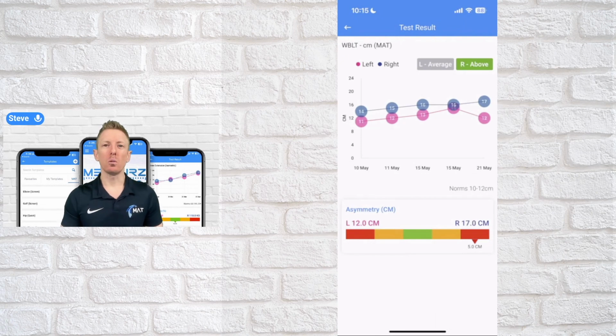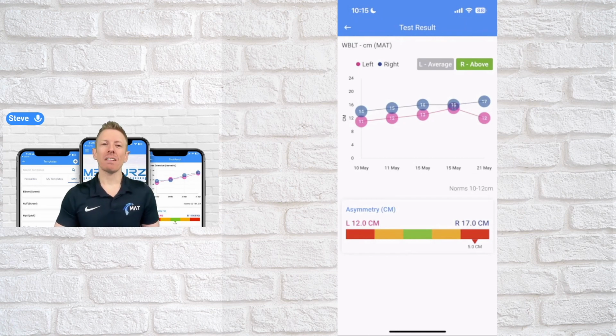So when we look at the norms for this test that we can see below the graph, it's 10 to 12 centimetres. So the left being 12 centimetres is obviously sitting at average, and the right sitting at 17 there. We're sitting above that 12 centimetre norm. We can see that on the asymmetry graph as well. Obviously, there's a big difference between sides there. So given that there is a big difference between sides, we know we want it to be less than 2 centimetres difference. That's potentially indicating that maybe we need to help this client out and take some action to improve those results.